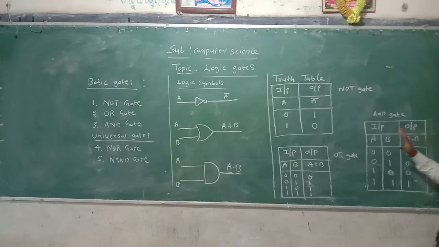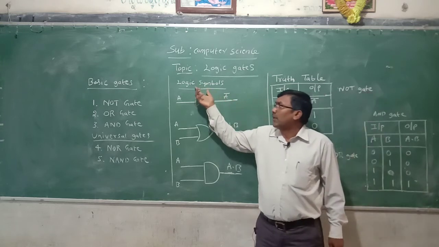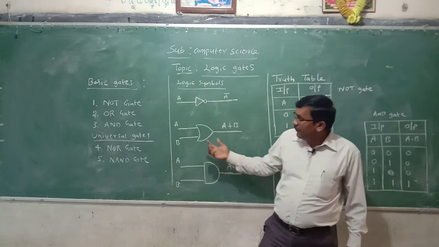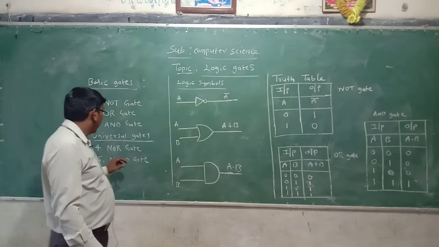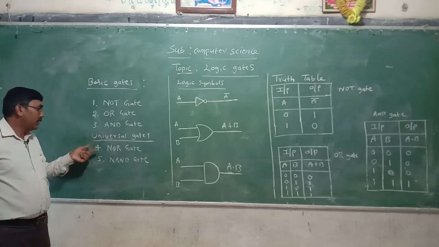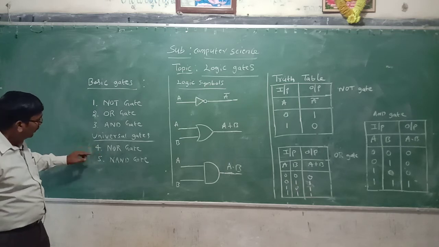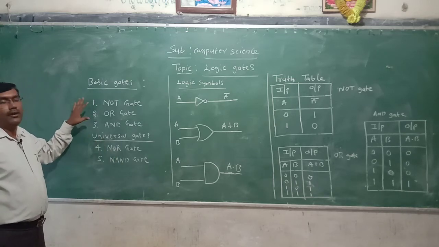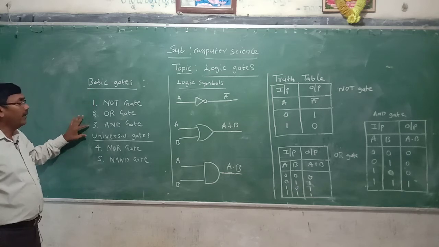And this is what we have written: the logic symbols of all simple logic gates, NOT gate, OR gate and AND gate. These we have already studied in the first year. Next, universal gates. Why are NOR and NAND gates called universal gates? Because using NOR and NAND gates we can implement all basic gates, meaning primary or fundamental gates, such as NOT gate, OR gate and AND gate.